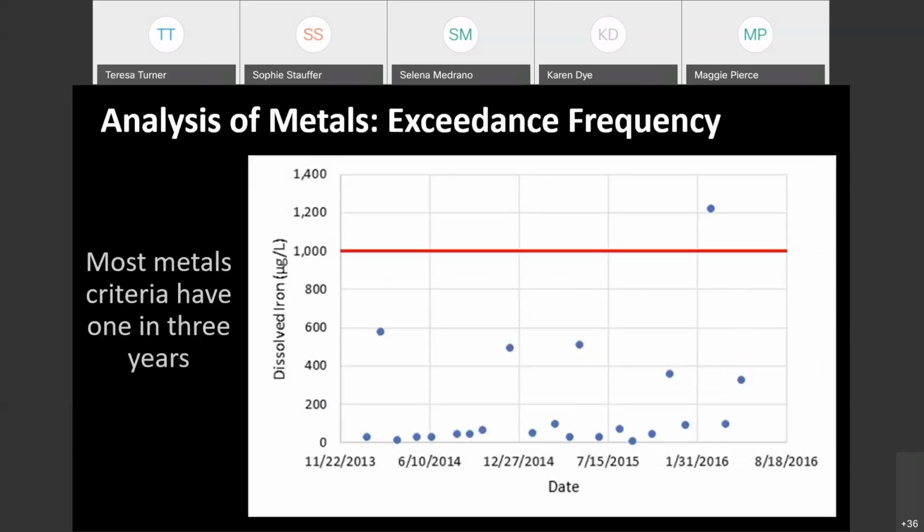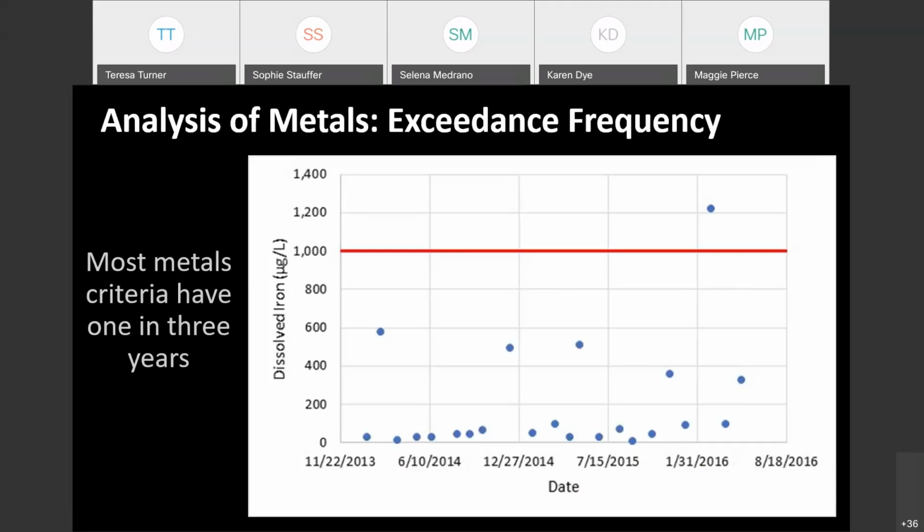Most metals have an exceedance frequency of 1 in 3 years. So on this figure here, we've got dissolved iron, and we see that the red line is the chronic iron criterion, and there's one dot above it, one measured data point that's exceeding the chronic criterion for iron. So at least from this data set, they're sitting at 1 exceedance. So they might still be okay.